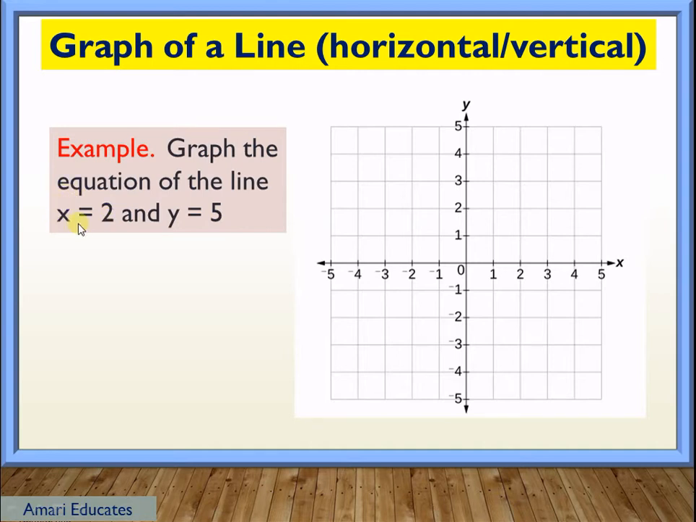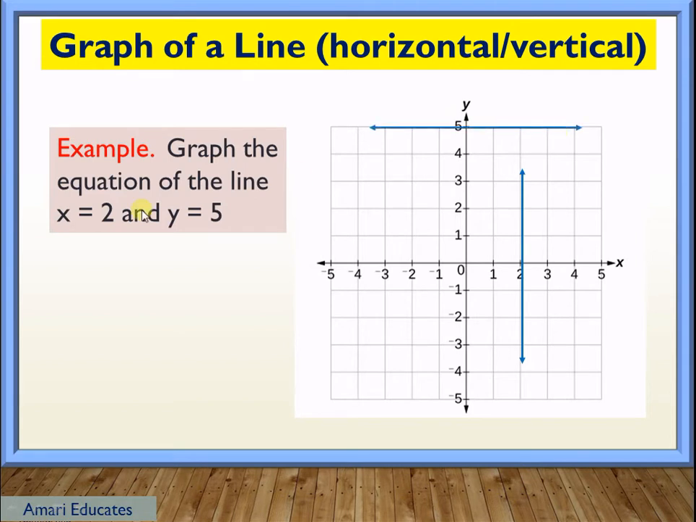Let's focus first on x is equal to 2. So if you have only x is equal to 2, all you need to do is to find the location of x, that is 2, here. And draw a vertical line here. So x is equal to 2 can be located here. So this will be your graph already. While y is equal to 5, so we're going to find y, that is 5. We cannot draw a vertical line here, so we're going to draw a horizontal line.